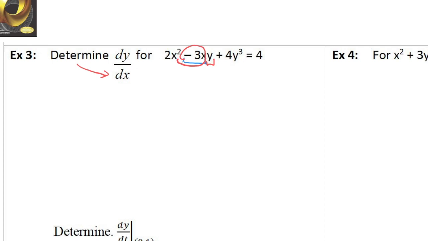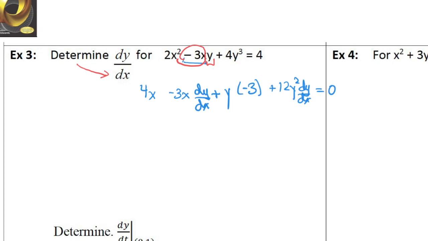The derivative of 2x squared is 4x dx/dx. Now we have to think about the product rule. We will have the first times the derivative of the second, which will be dy/dx, plus the second, which is y, times the derivative of the first, which is negative 3 dx/dx, but that is just 1. And so we have the product rule complete. Plus, now the derivative of 4y cubed is 12y squared dy/dx. Don't forget that. And that will equal the derivative of 4, which is 0.